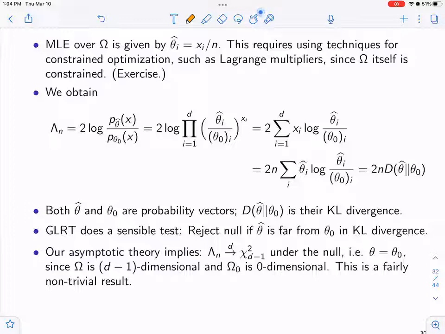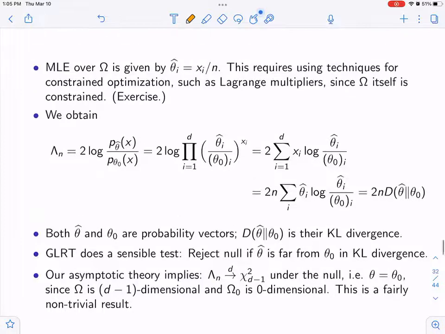And this is very natural. A lot of the times, especially in multinomial cases, the things that you derive make a lot of sense out of GLRT. So you reject when this is large, and you know that the KL divergence is 0 if this is equal to that. And if it's different, this measures the distance. So you're measuring the distance in this KL divergence. And so the asymptotic theory tells you that this converges to a chi-squared with d minus 1 degrees of freedom.